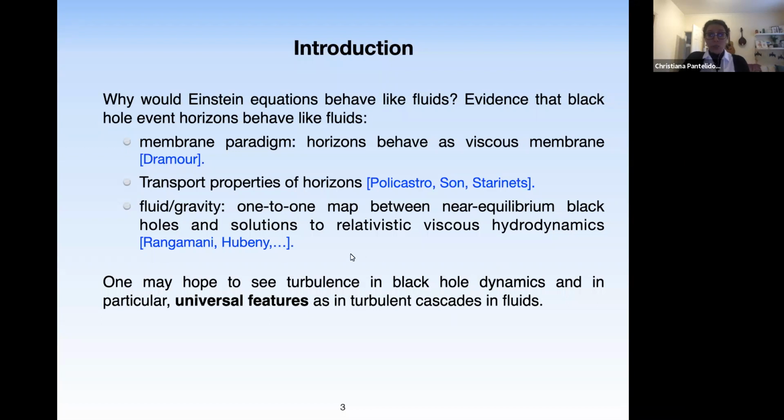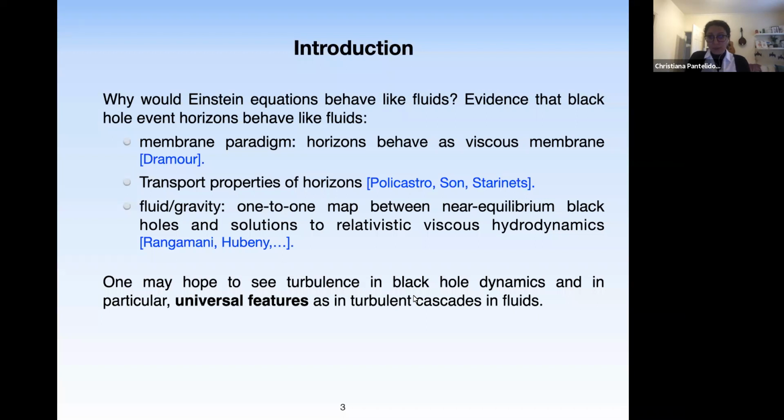And in particular, one might hope to see universal features like the ones I was referencing on the previous slide that are typical for turbulent cascades in fluids. Okay, so this is the main aim of this line of research. We want to construct turbulent black hole configurations and check if they have universal features.